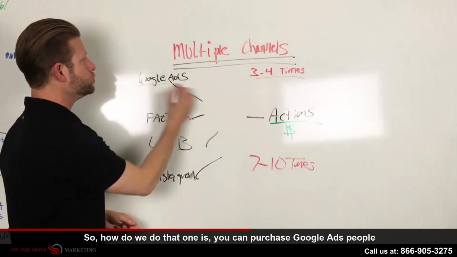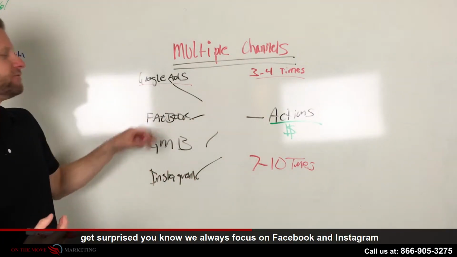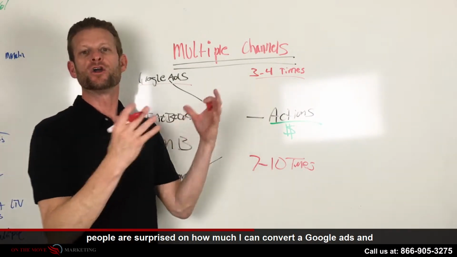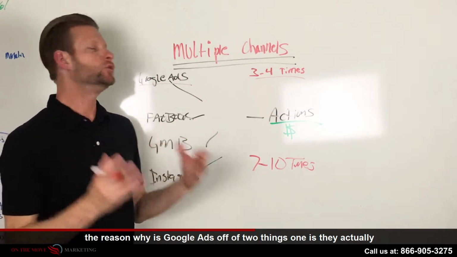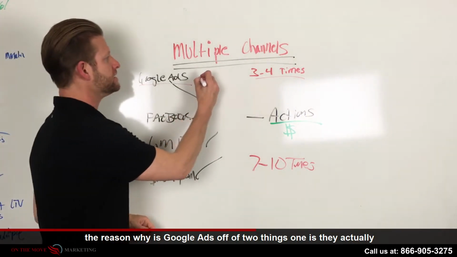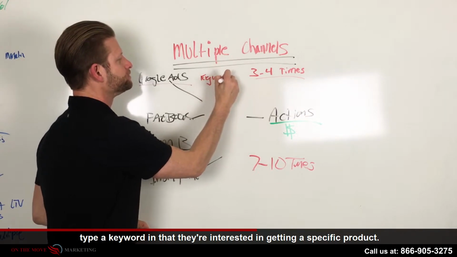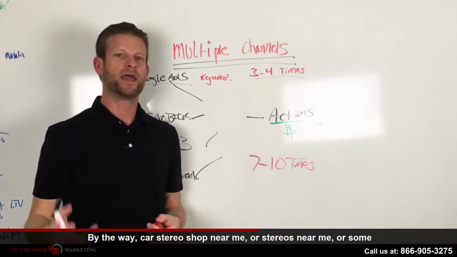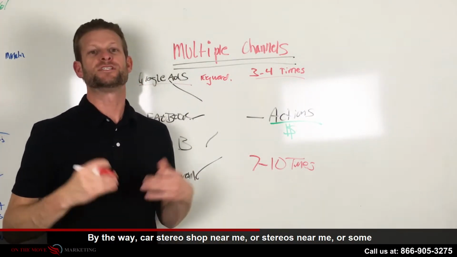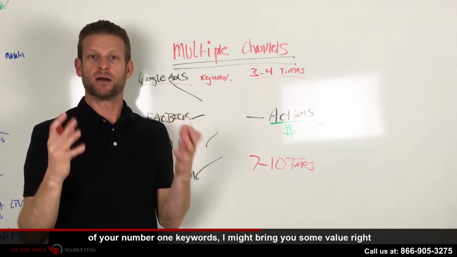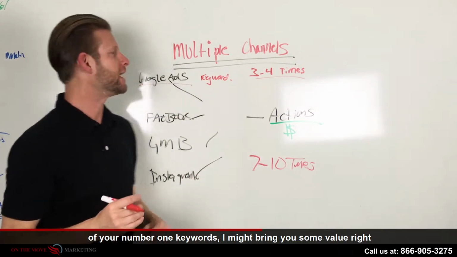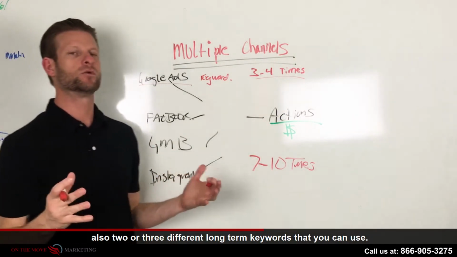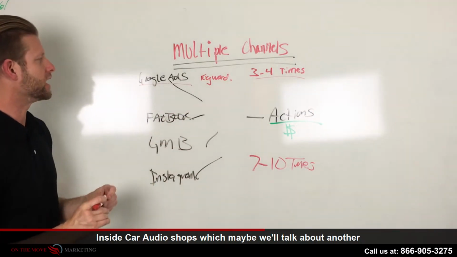One is you can purchase Google ads. People get surprised. We always focus on Facebook and Instagram, but people are surprised by how much I can convert a Google ad. The reason is Google acts off of 2 things. One is they actually type in a keyword for a specific product they're interested in. By the way, car stereo shop near me or stereos near me are some of your number one keywords, so that might bring you some value right now. If you're not using those, then you need to use those. There are also 2 or 3 different long-term keywords you can use inside car audio shops, which maybe we'll talk about in another training.